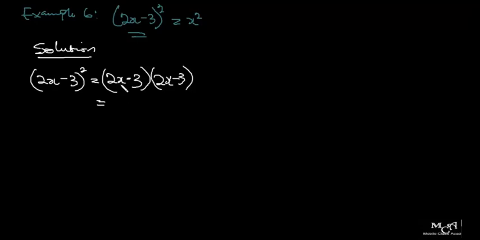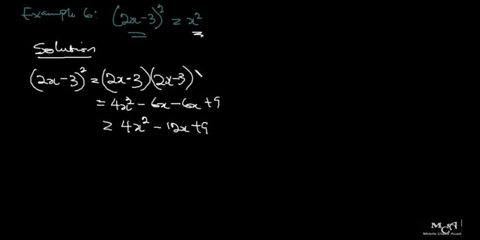So 2x times 2x, that's 4x squared, right? 2x times minus 3, that's minus 6x. Minus 3 times 2x, that's minus 6x. Minus 3 times minus 3, that's what? Plus 9. So this will give us 4x squared minus 12x plus 9. Remember, we still have x squared outside, so we're going to bring it here.